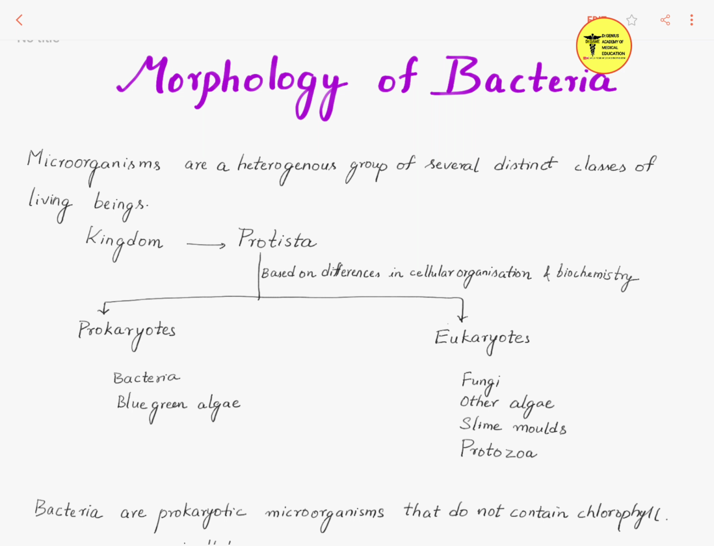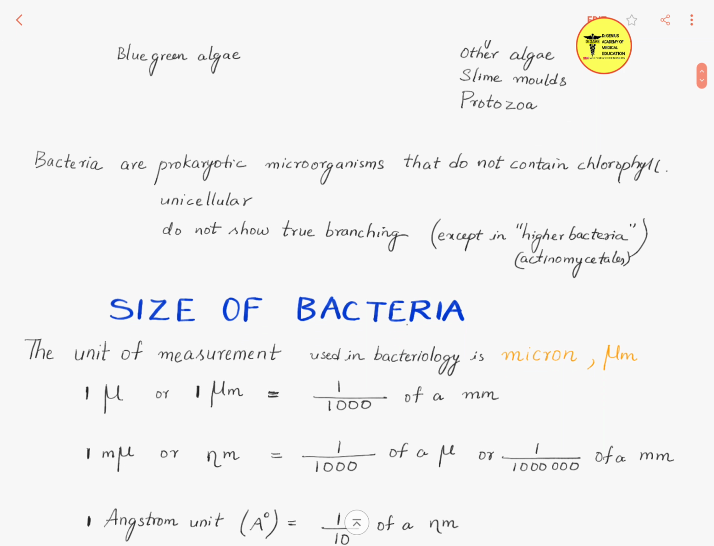Eukaryotes comprise fungi, other algae, slime molds, protozoa. Bacteria are prokaryotic microorganisms that do not contain chlorophyll. Unicellular, they do not show true branching except in higher bacteria, that is actinomycetales.